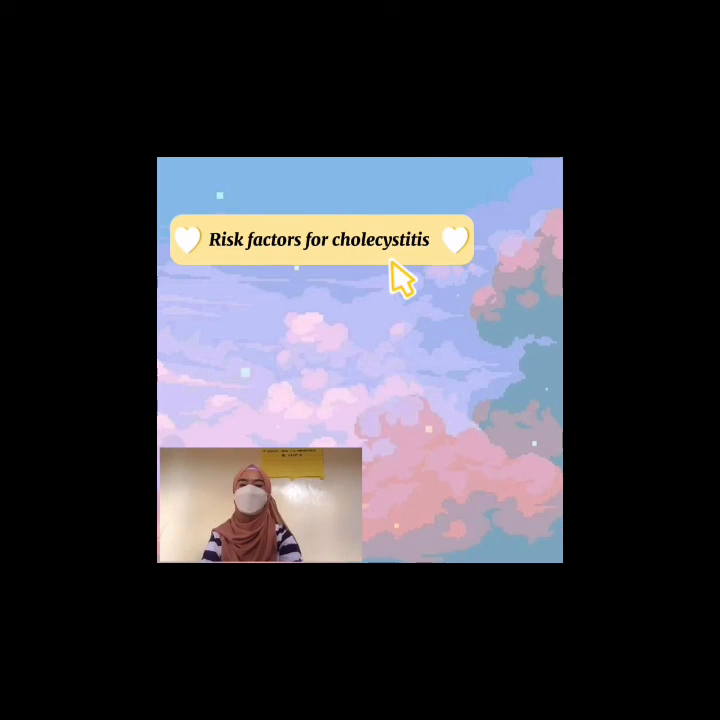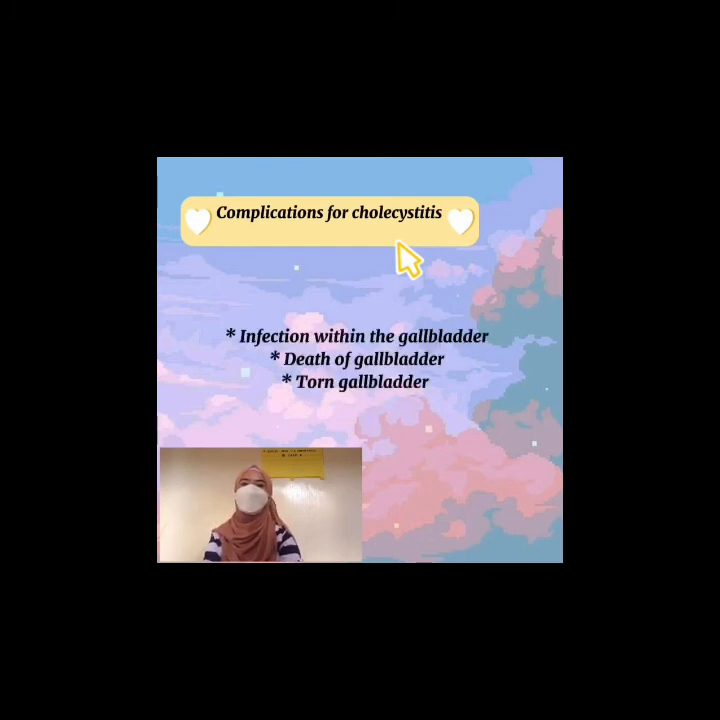The risk factor of cholecystitis: having gallstones is the main risk factor for developing cholecystitis.